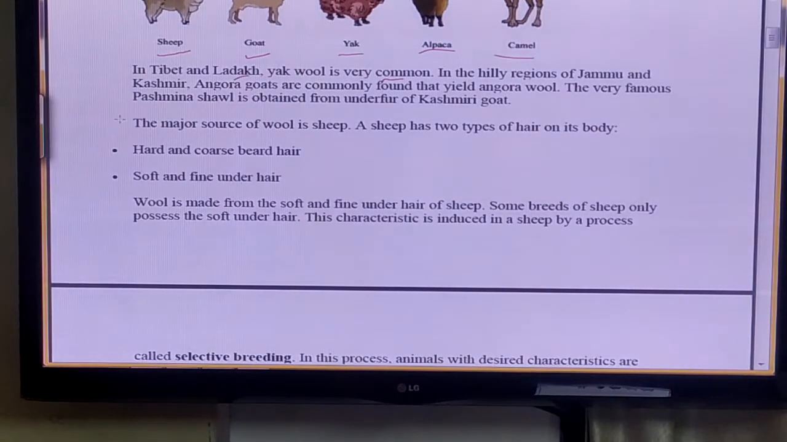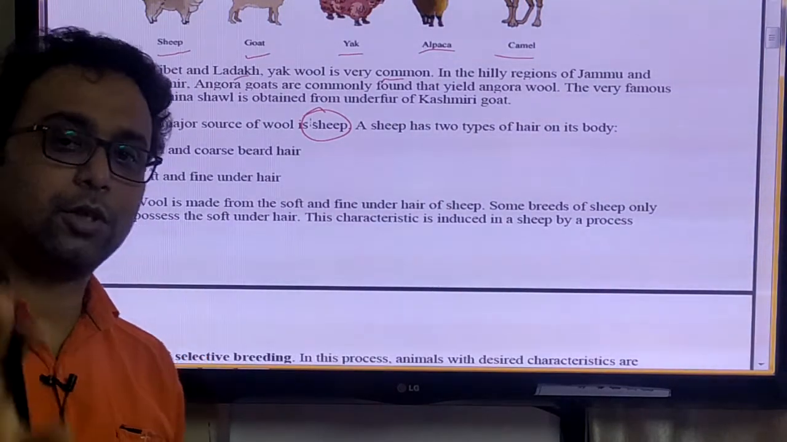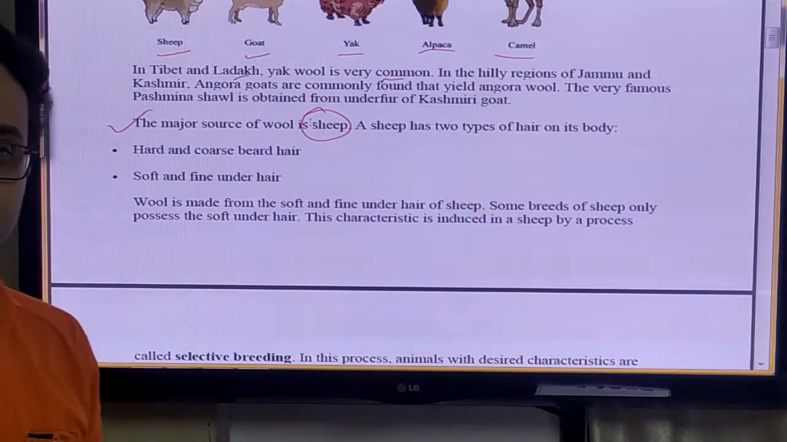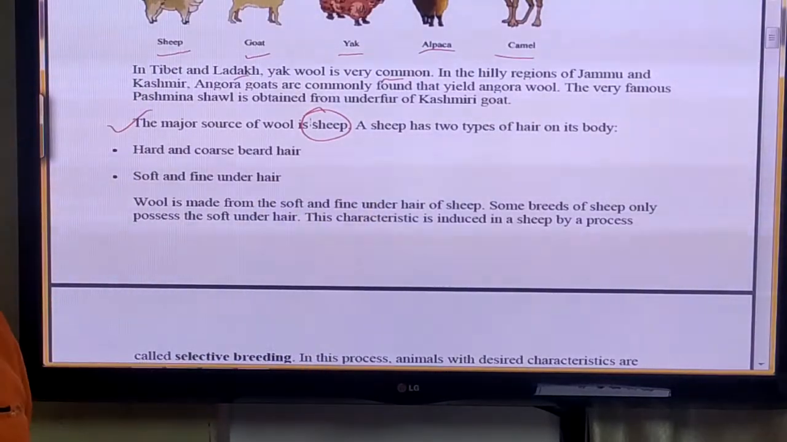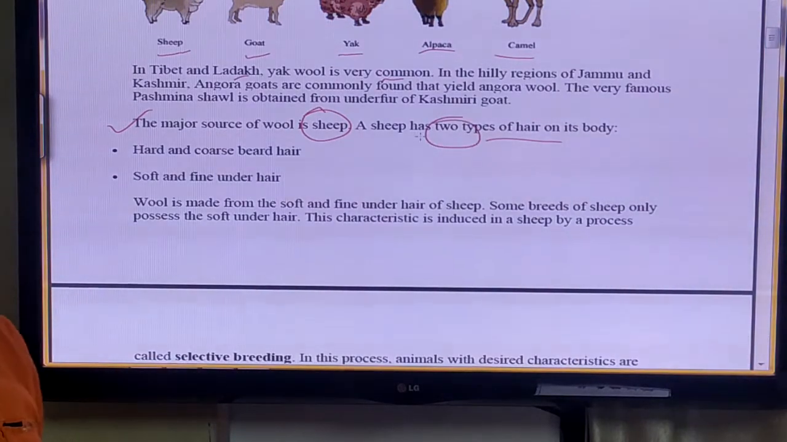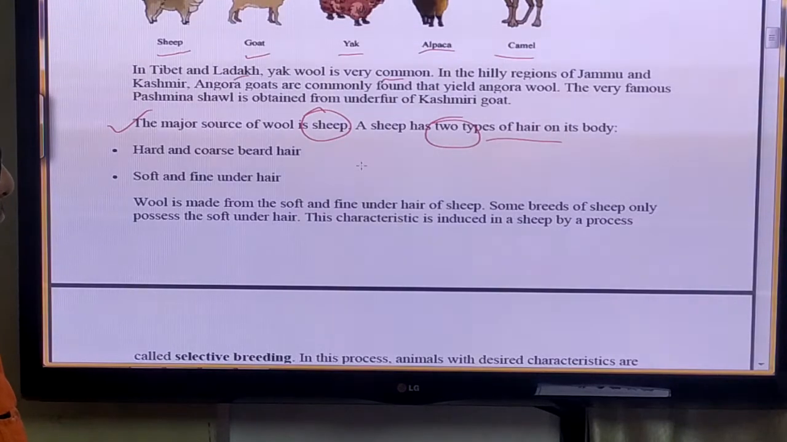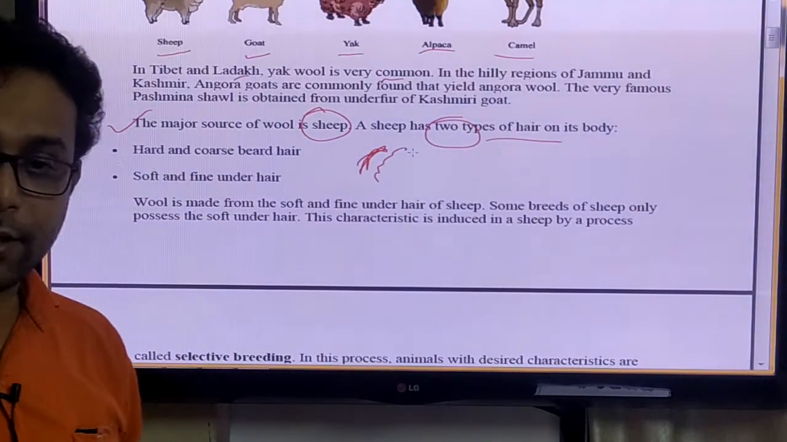Now we discuss the major source of wool, which is the sheep. There is no doubt: sheep is the major and most common source. A sheep has two types of hair on its body. First, the hard and coarse beard hair, which is the outer covering, and on the inner surface they have soft and fine under hair.